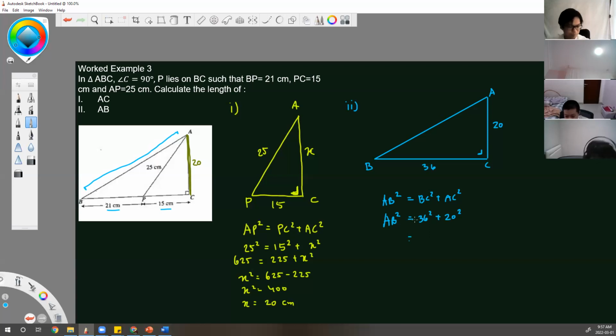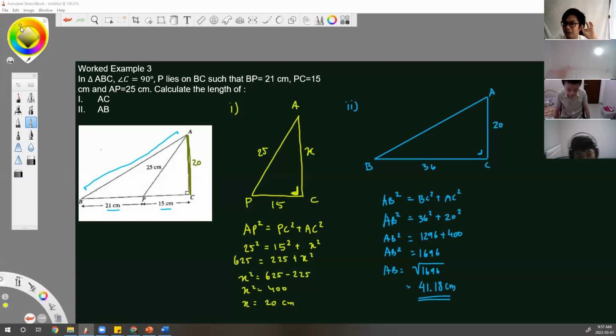It is very simple. 36 square is 1296, plus 20 square. What is 20 square? 400, it is given. 1696, right? So how do you calculate AB? Square root of 1696. Same rule on and on and on. Okay, answer. The answer in decimals is 41.18. Unit cm. Okay, done.